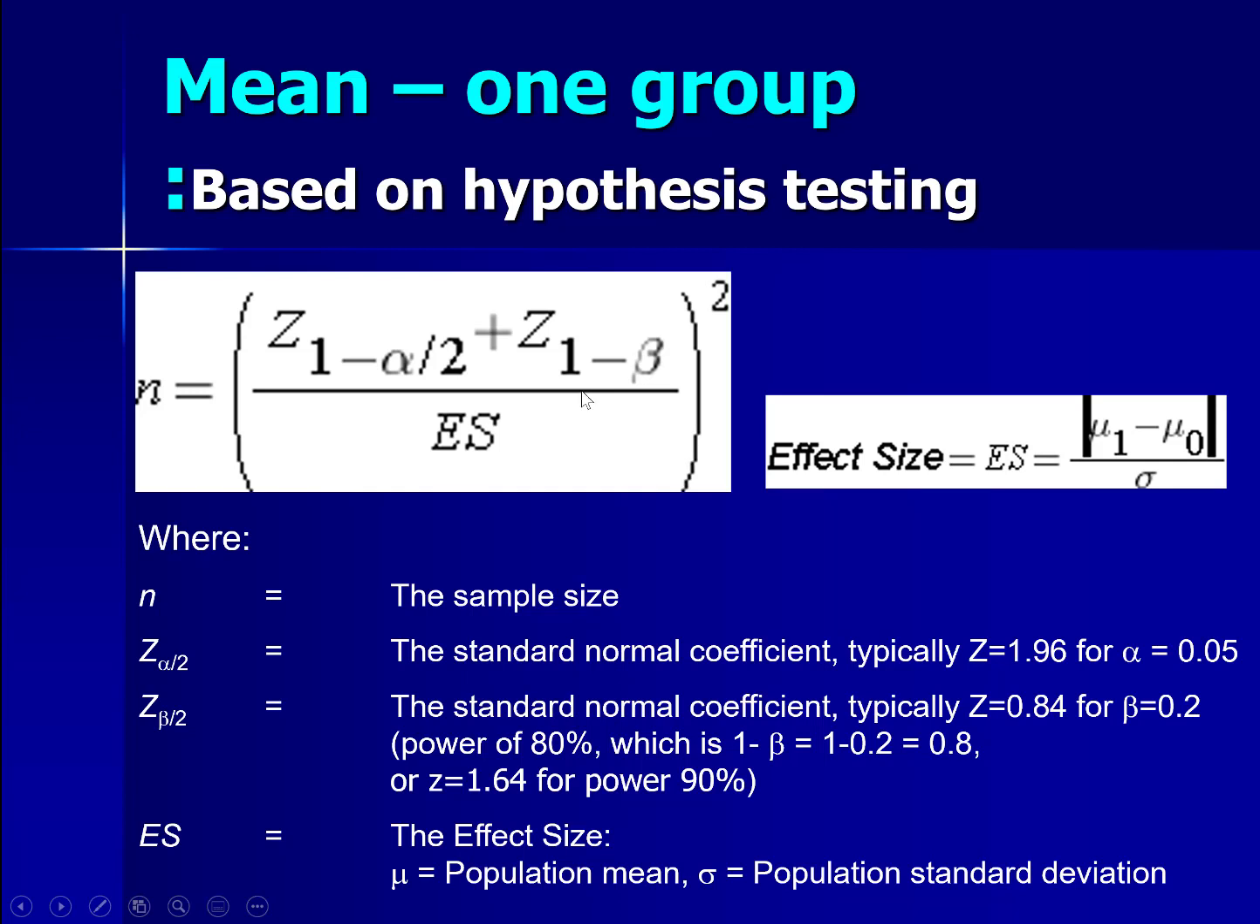I will not go into details here, but to let you see some common parameters if we use it. This one is, again, we set the alpha as 0.05, therefore it's 1.96 as you see here.